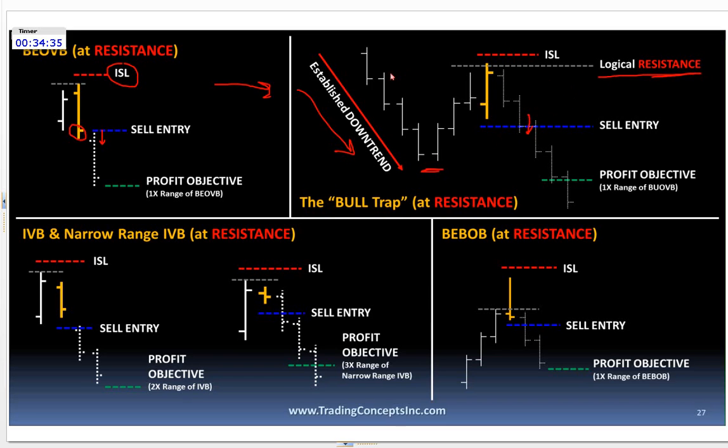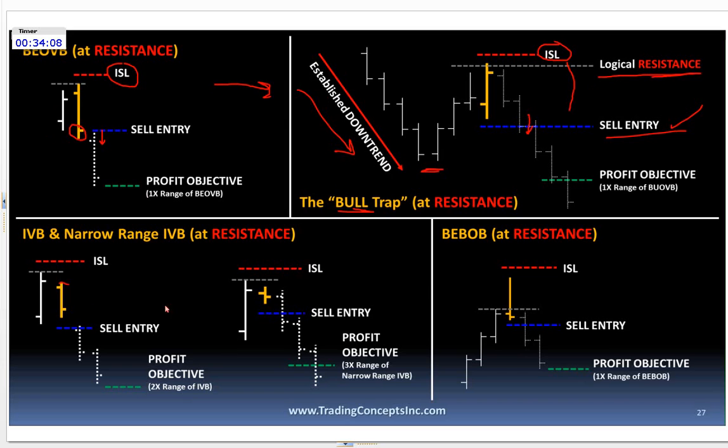So I call it the bear trap, or I call it the bull trap. It doesn't really matter what you call it. It's a bullish engulfing pattern in a logical resistance area in an established downtrend. So as the market penetrates down through the low, that's where you go short, and your initial stop loss is placed above the high. All right, so again, the opposite of an engulfing is that inside pattern.